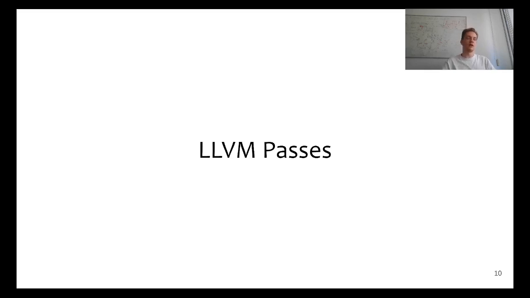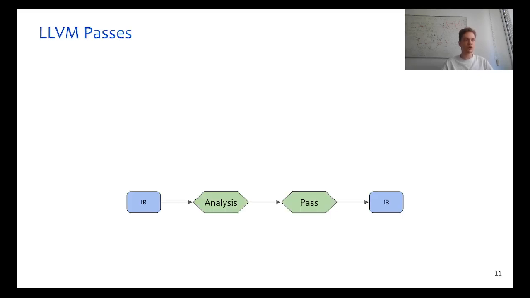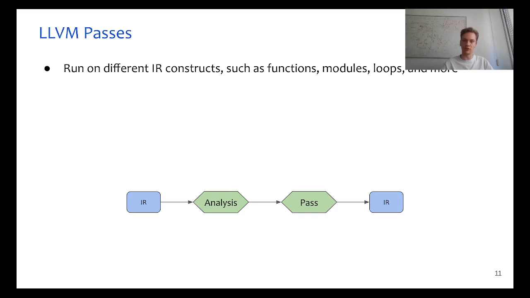Now, let's take a look at LLVM passes. So LLVM passes run on different IR constructs. Yeah, this could be a function, this could be an entire module, this could be individual instructions that make up a loop, or something else.